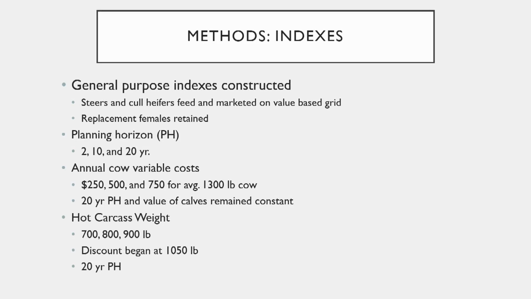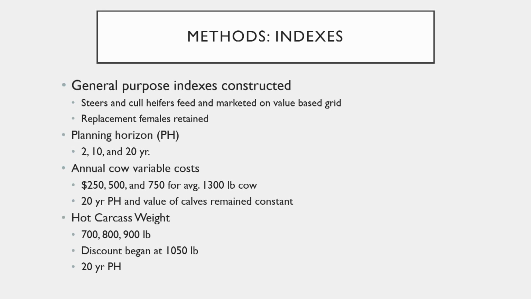But I used it because I thought it was useful to go through some examples. I realize this is going to be hard to see in the back, but I'll take you through at a high level what I did. So I created some general purpose indexes, which assumed that steers and cull heifers were marketed through a feed yard, so retained ownership, selling on a grid-based system, and I kept back replacement heifers. And I perturbed what I'm going to call planning horizon.